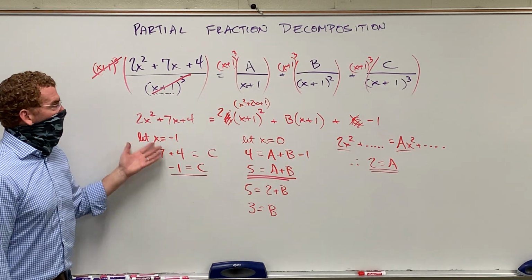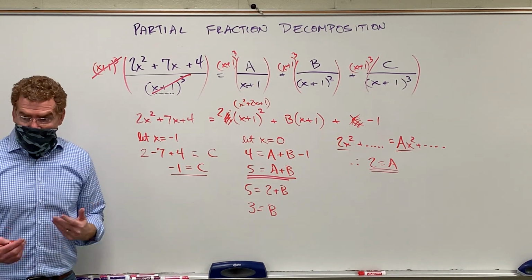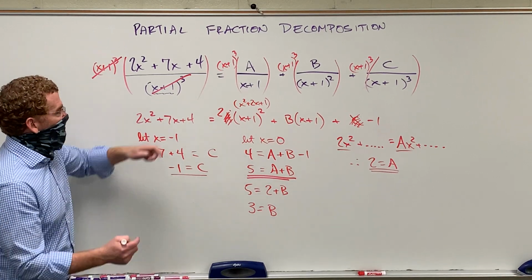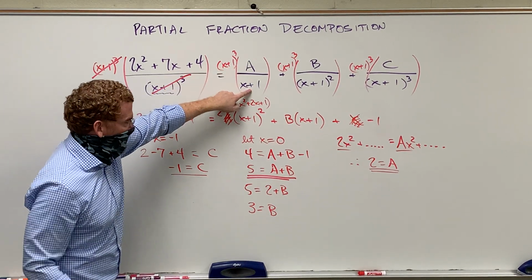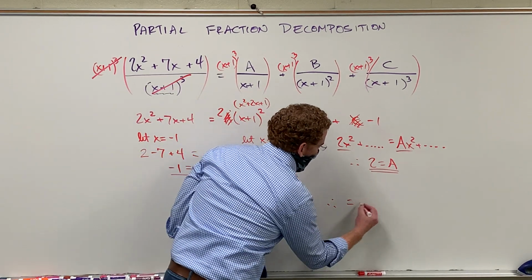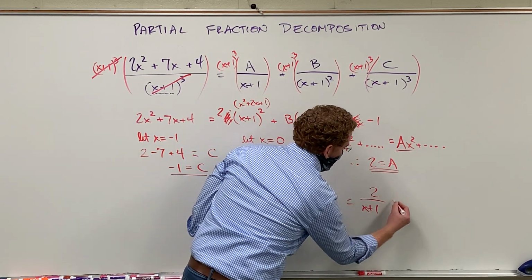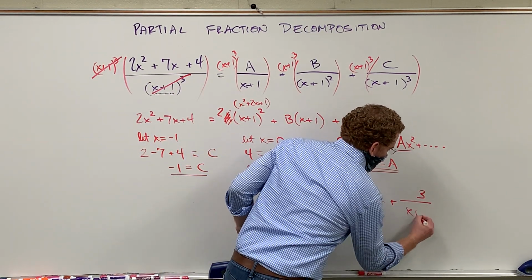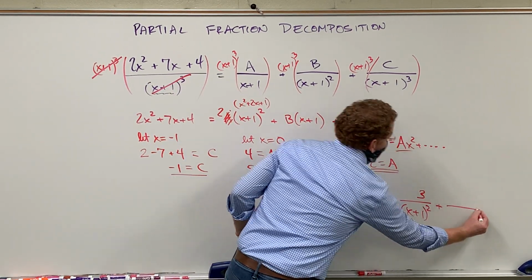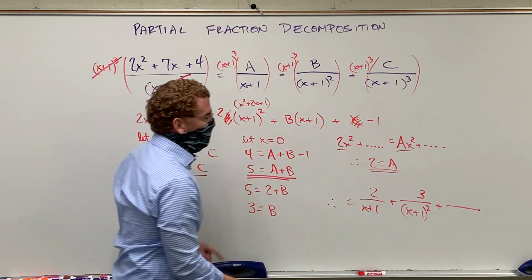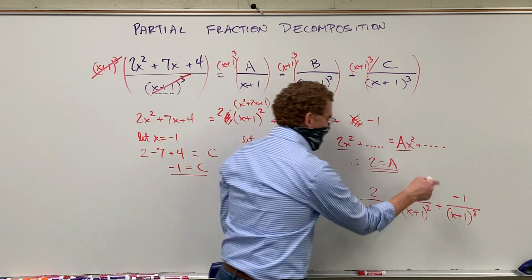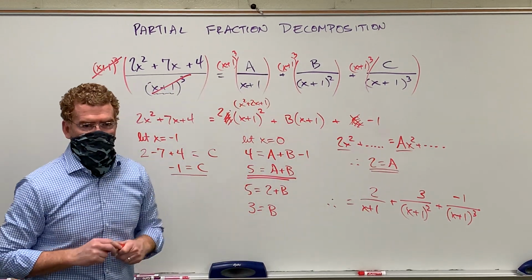So now that I've found a, b, c, is my answer the a and the b and the c value? No, the answer is that over x plus 1. So my answer would be 2 over an x plus 1. And then the b value, 3 over an x plus 1 squared. And then the c value, -1 over an x plus 1 cubed. And that would be the partial fraction decomposition.